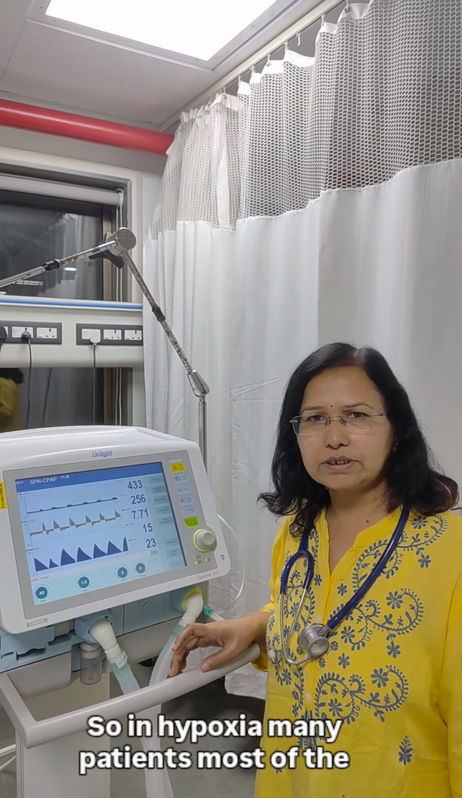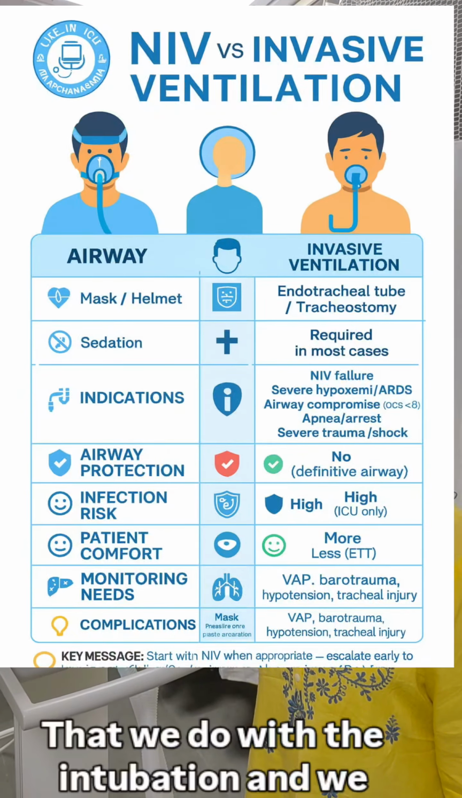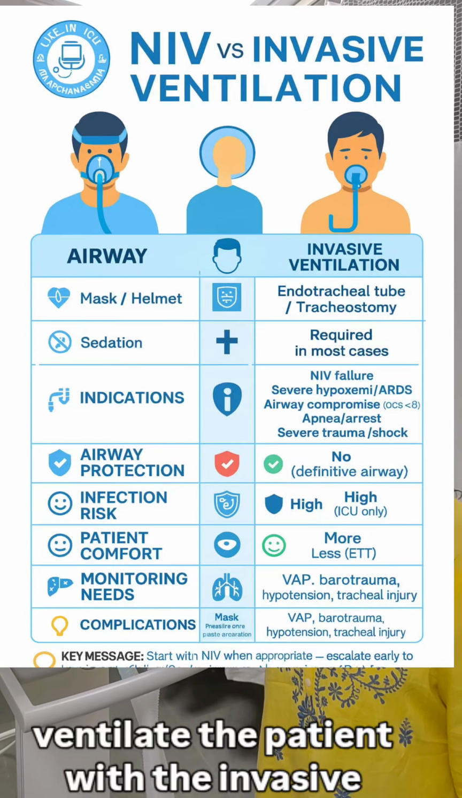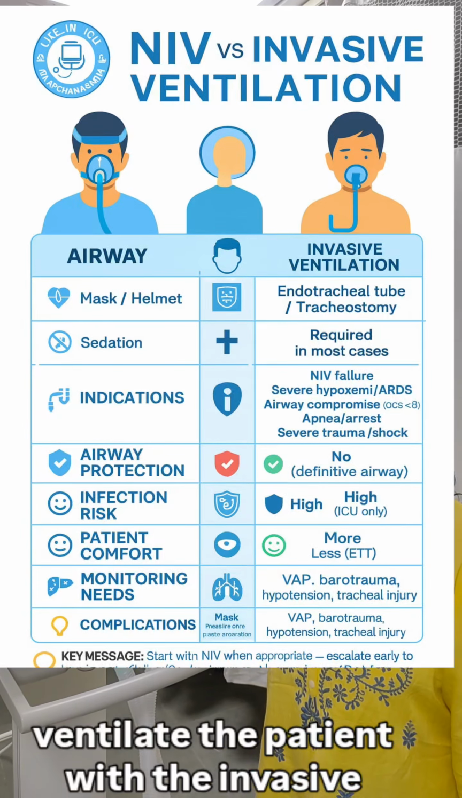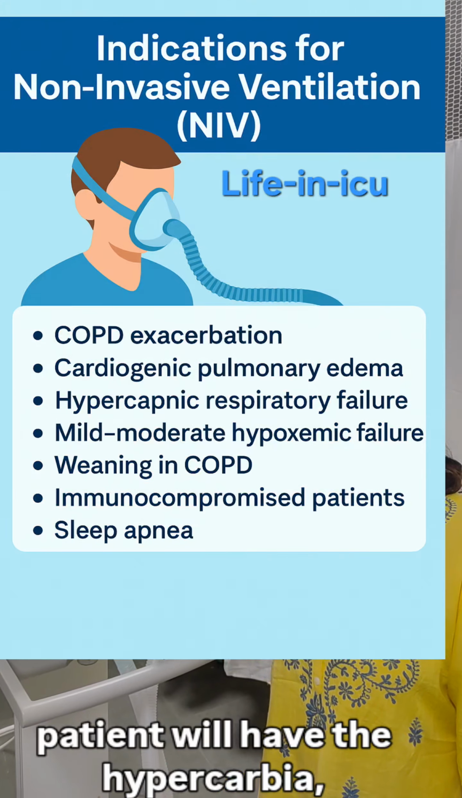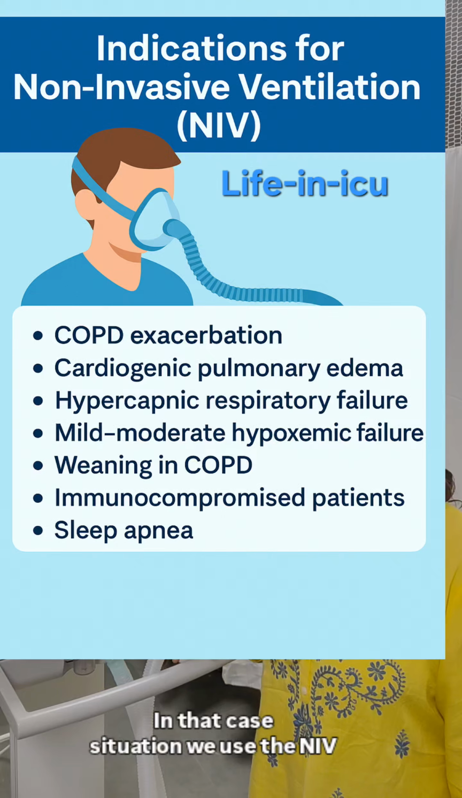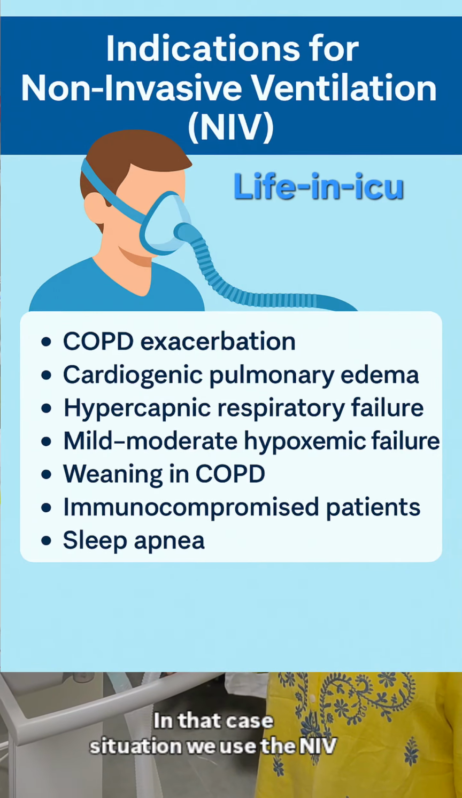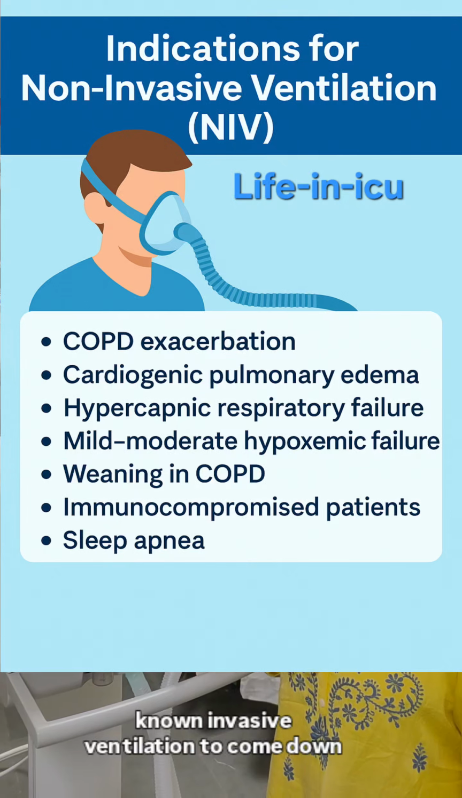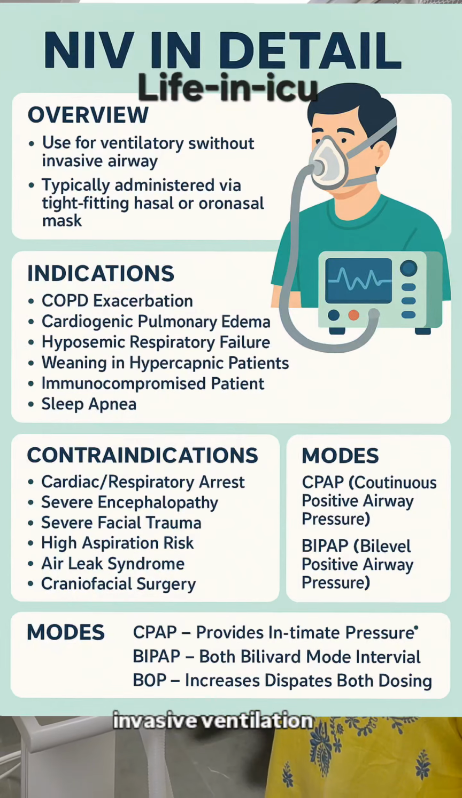In hypoxia, most of the time patients require invasive ventilation, which we do with intubation, and we ventilate the patient in the invasive mode. In type 2 respiratory failure, the patient will have hypercarbia and will be unresponsive or drowsy. In that situation, we use NIV, non-invasive ventilation, to bring down the CO2. So we'll talk about non-invasive ventilation.